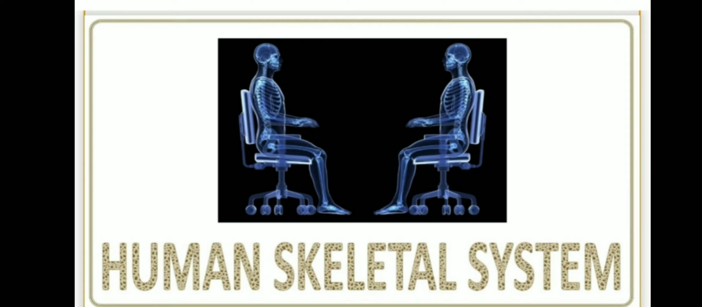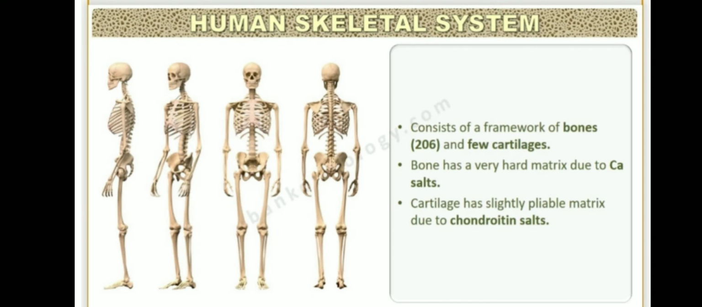Human skeletal system. The skeletal system consists of a framework of bones and a few cartilages. This system has a significant role in movement shown by the body. Imagine chewing food without jaw bones and walking around without the limb bones.